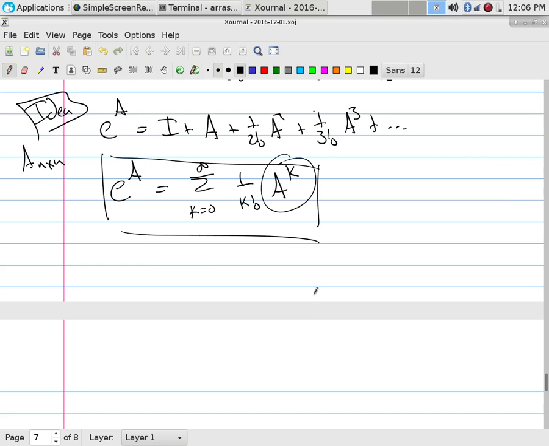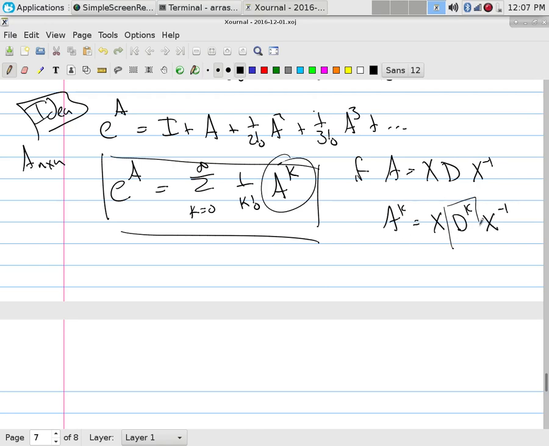The matrix to the kth power is easy to do if it's diagonalizable, right? In other words, if A was equal to X D X inverse, A to the K is equal to X D to the K X inverse.